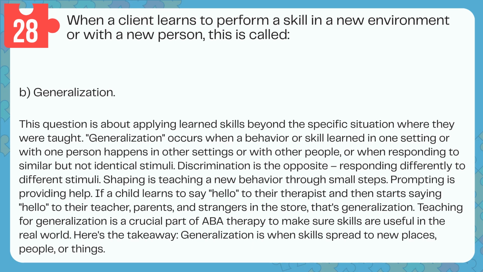Generalization occurs when a behavior or skill learned in one setting or with one person happens in other settings or with other people, or when responding to similar but not identical stimuli. Discrimination is the opposite, responding differently to different stimuli. Shaping is teaching a new behavior through small steps.